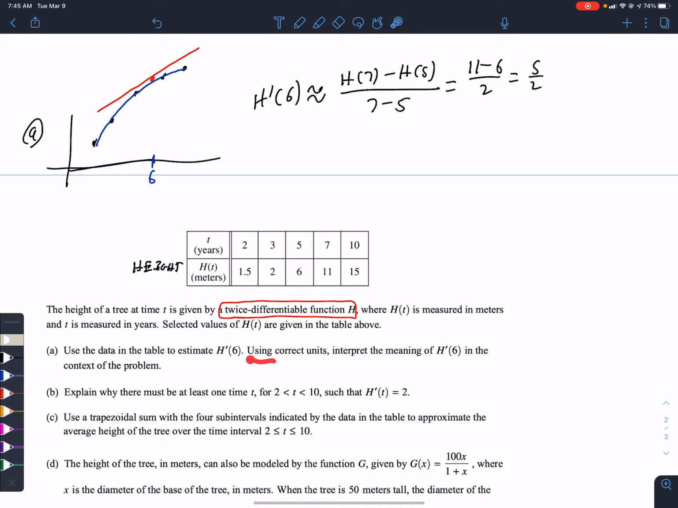This is where it gets important. Using correct units, interpret the meaning in the context of the problem. Okay, let's get our units right here. The units for h are meters, and the units for this is time in years, so it's going to be meters per year. So those are our units. But what does this mean? So the derivative is 5/2 meters per year.